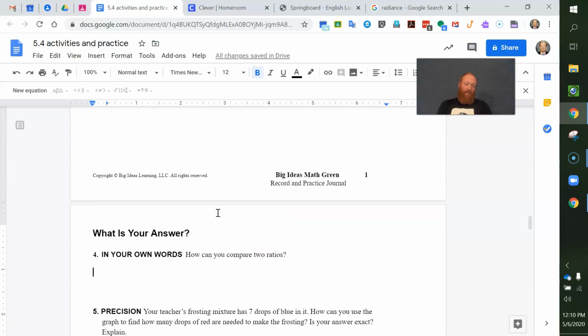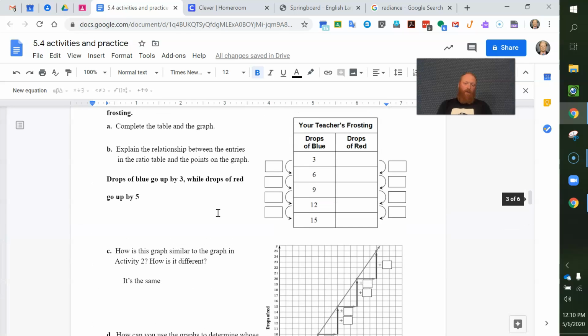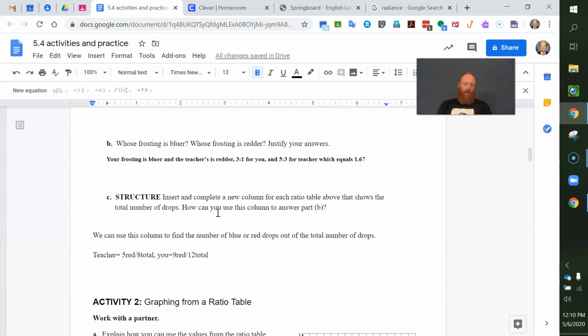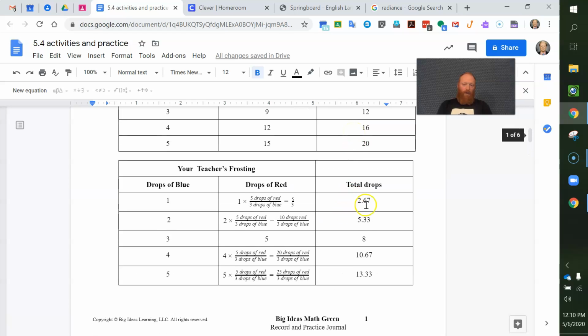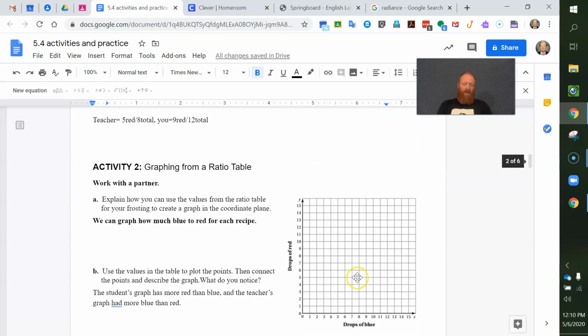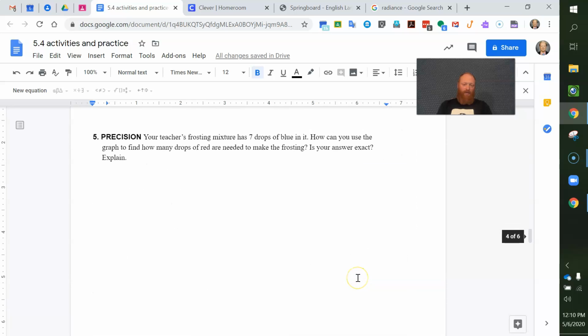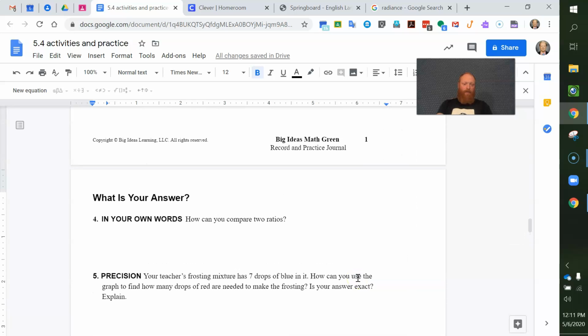In your own words, how can you compare two ratios? Well, if we go up to here, we can turn our ratios into decimals and compare the decimals. So that's what I'm going to say here. We can turn the ratios into decimals and compare the decimals.